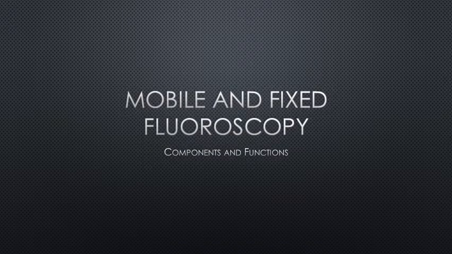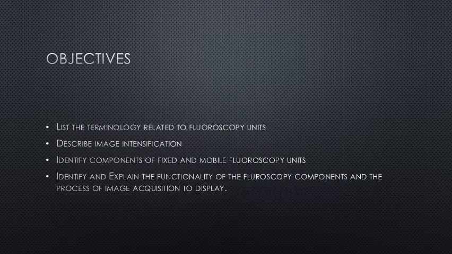This unit of study is on the components and functions of mobile and fixed fluoroscopy. The objectives are to learn the terminology related to these units, to describe how the image intensification process works, to identify all the components and their functions in the process of acquiring images all the way to displaying of the images.